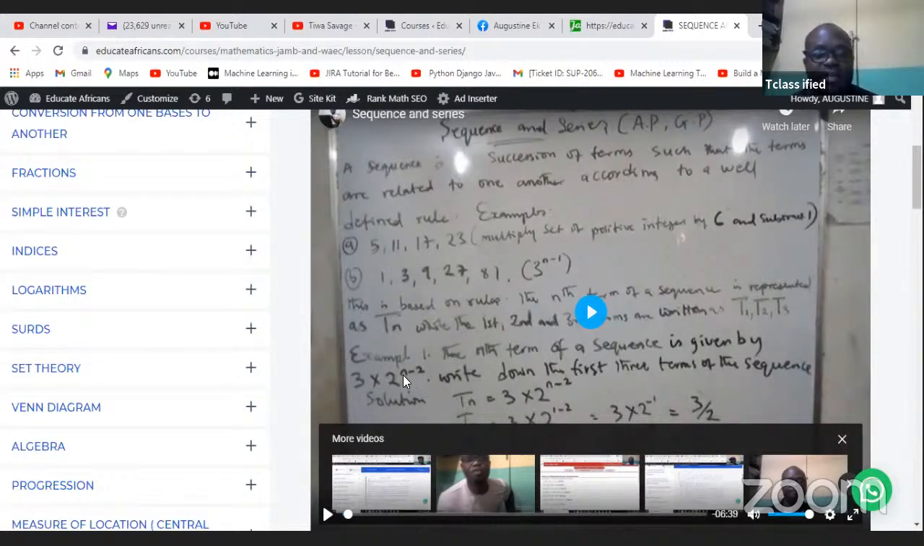For the second term, you have 2 minus 2, which is 0. And 2 to the power 0. Anything to the power 0 is 1. So you have 3 times 1, 3. So the first term is 3 over 2. The second term is 3.